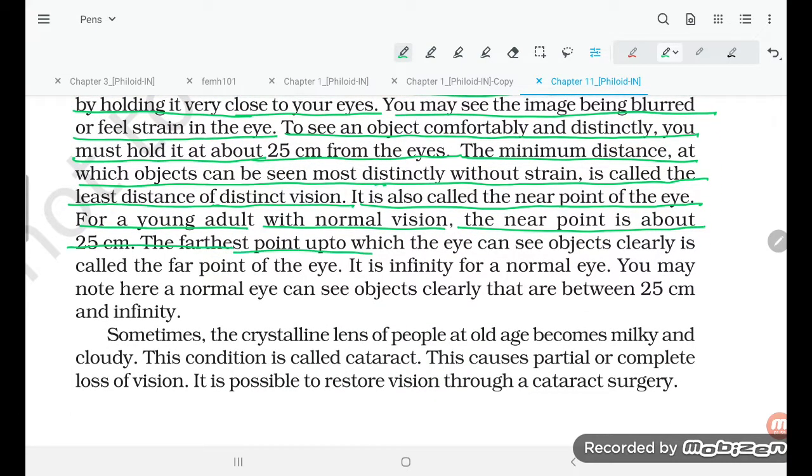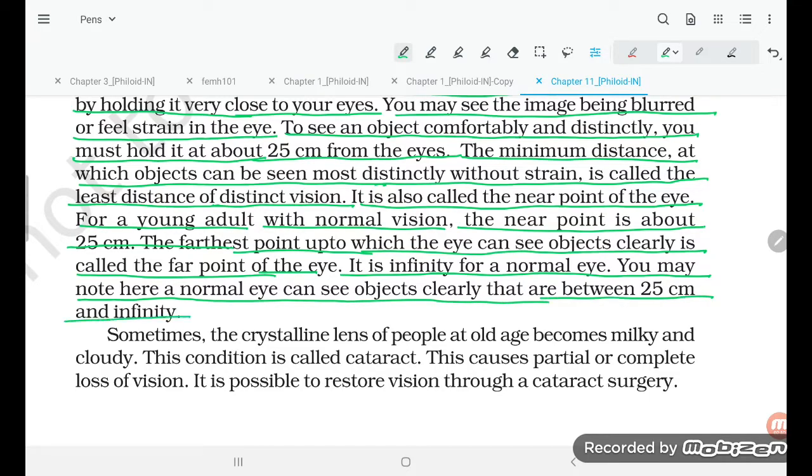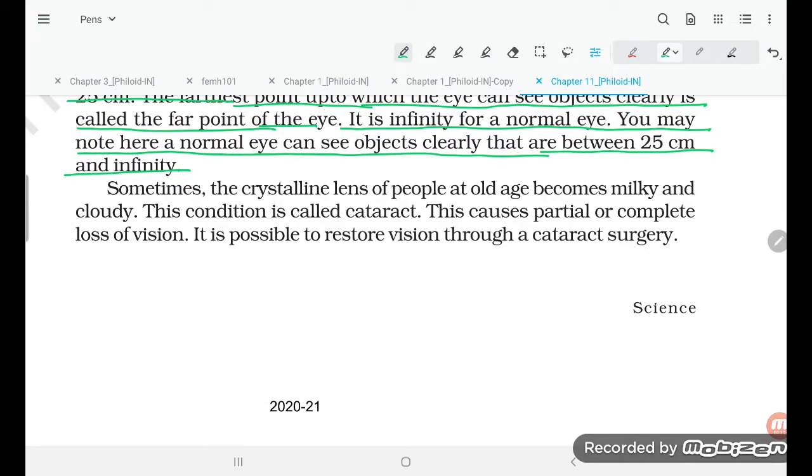The farthest point up to which the eye can see objects clearly is called the far point of the eye. It is infinity for the normal eye. You may note here that a normal eye can see objects clearly that are between 25 centimeters and infinity.